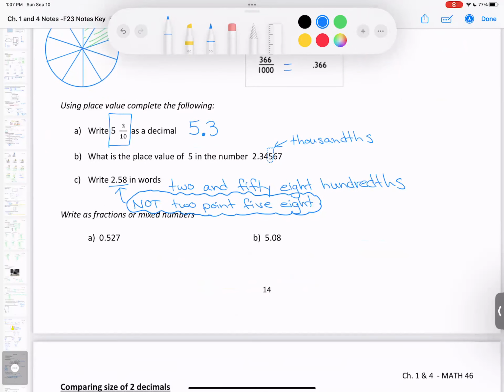All right, let's take a look at these next ones. They say write as a fraction or a mixed number. Remember, a mixed number is really just a whole number plus a fraction. So if we've got 0.527 there, if we were going to say that as a word, we would say 527 thousandths. That would be 527 over 1000, because the 7 ends in the thousandths position.